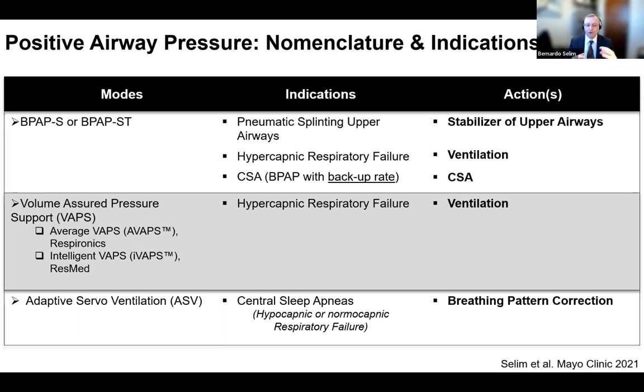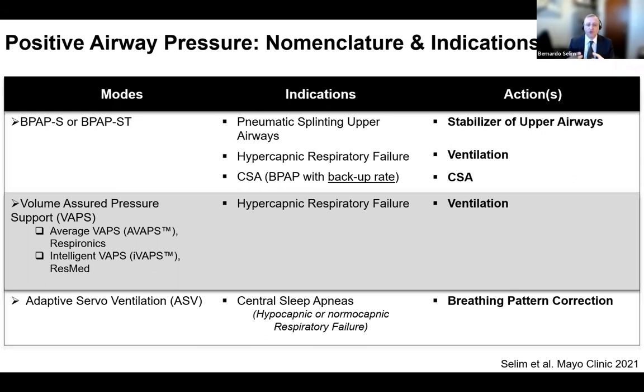The second group, the volume assured pressure support. Now you remember that there are two main brands that have different targets in ventilatory support. These are devices that are designed for ventilation. So if your pathophysiology is a hypercapnic respiratory failure in the background and you need to ventilate, these are devices that have been designed for that. And we're going to go into more detail in a few minutes.